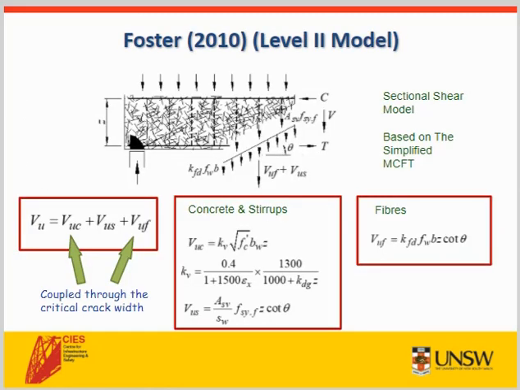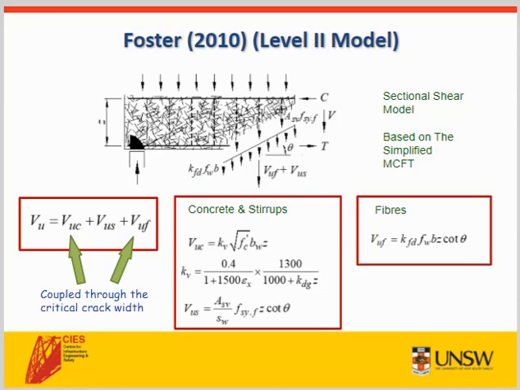In 2010, Professor Foster developed a sectional shear model based on the simplified modified compression field theory out of the University of Toronto for the case of fibre-reinforced concrete beams without stirrups. In this study, we adapted that model to include the effect of the stirrups to shear. The total shear that is resisted by the section is equal to the shear resisted by the concrete, added with the shear resisted by the stirrups, added with the shear resisted by the fibres.